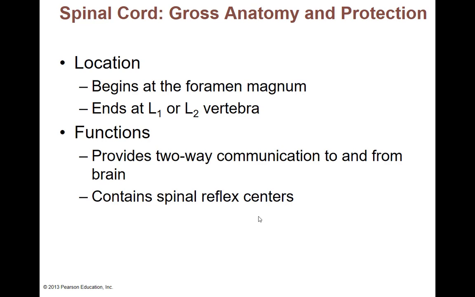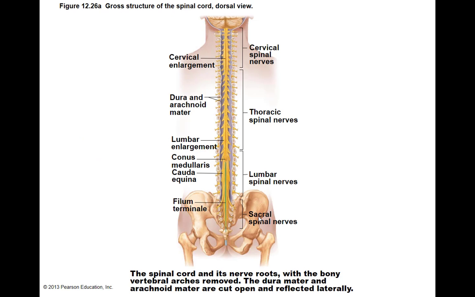Its function is to provide two-way communication to and from the brain. Information goes into the spinal cord, can go up to the brain, be processed, come back down, and then go out wherever it needs to go. However, if you have reflexes that only stay at the spinal cord, we call them spinal reflexes. This is showing the whole spinal cord, which starts at the foramen magnum and goes down to the lumbar region. Then it starts to branch off into a whole bunch of nerves.